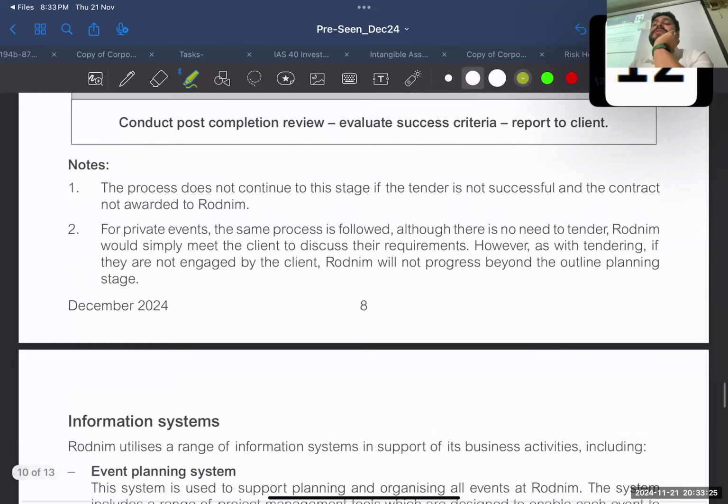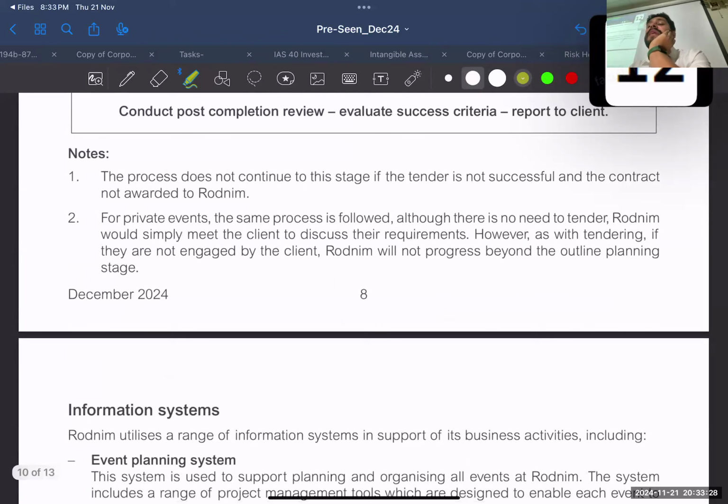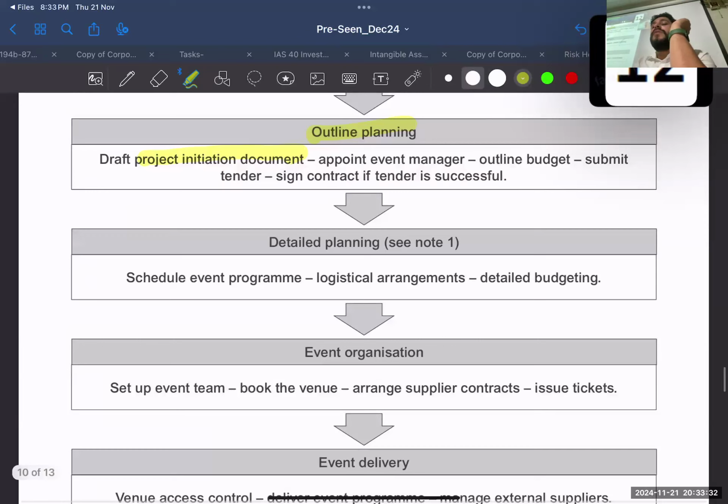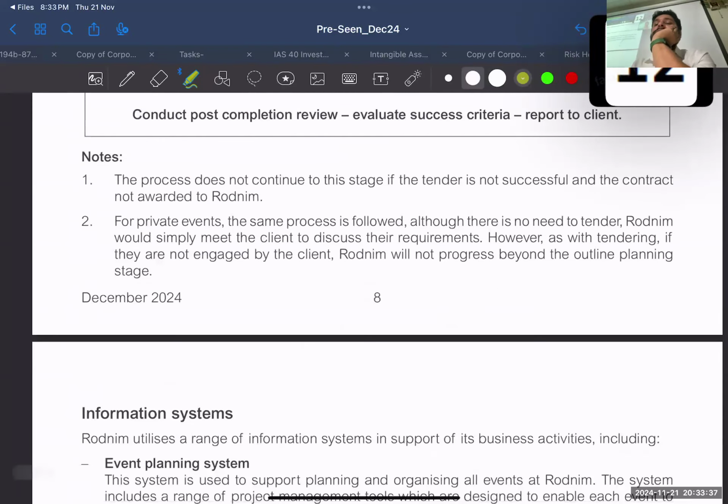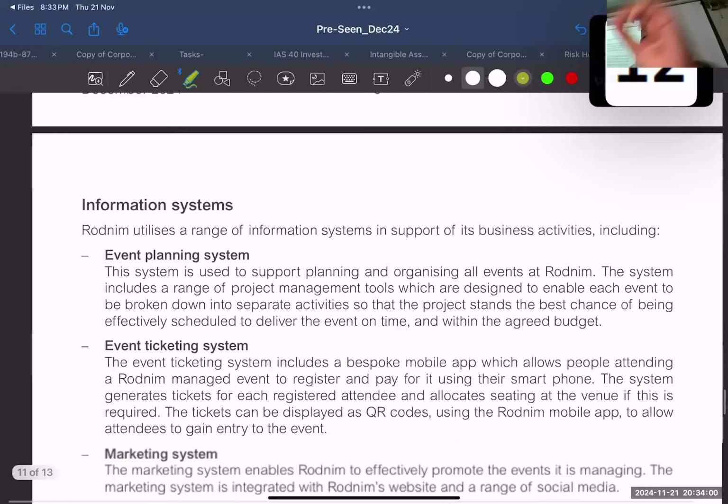Now, notes. The process does not continue to this stage if the tender is not successful, the process is going to end on the outline planning phase, right? And the contract is not awarded to Rodney. For private client, the same process is followed, although there is no need for tender. Rodney would simply meet the client, discuss the requirement. However, as with tendering, if they are not engaged with the client, Rodney will not progress beyond the outline planning stage. So they have given us how it works.